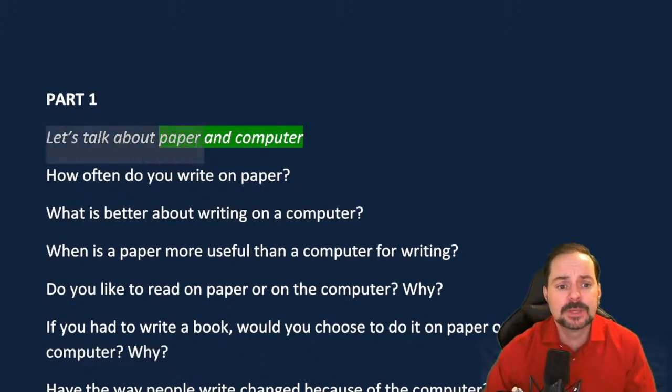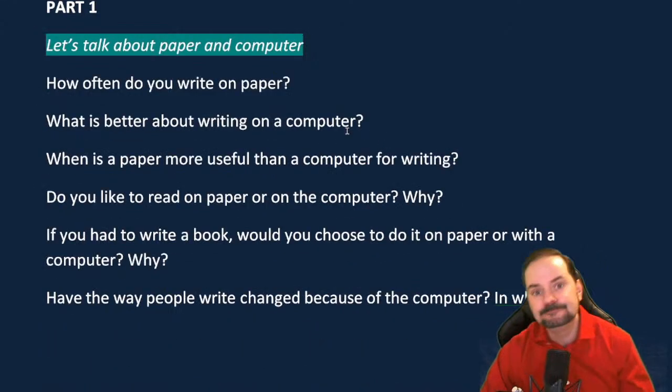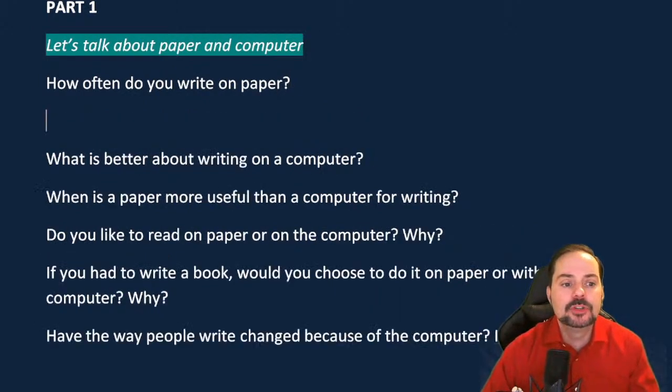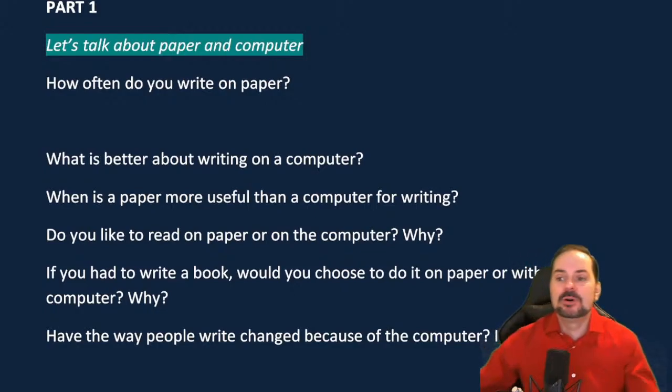So they'll say something like, okay, let's talk about a general topic. Let's talk about paper and computer. Okay, first question. How often do you write on paper? Okay, so give me an answer, an explanation, and an example.